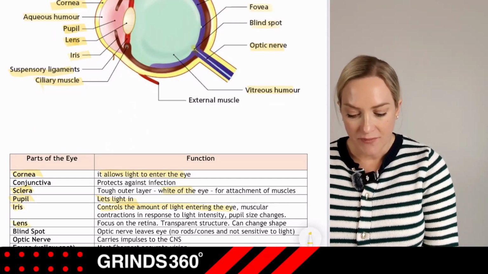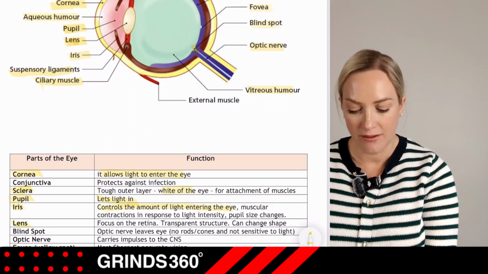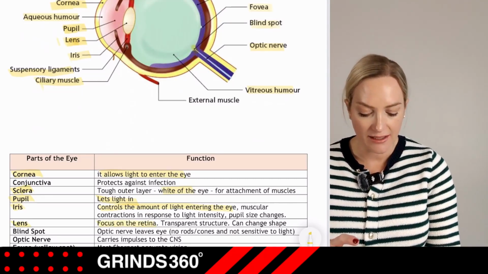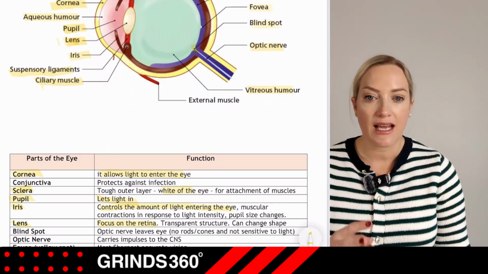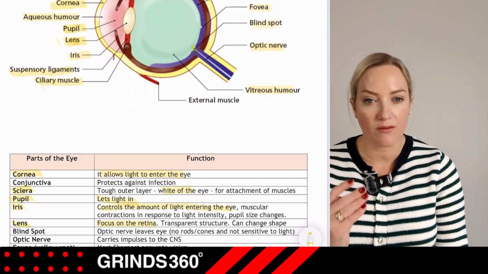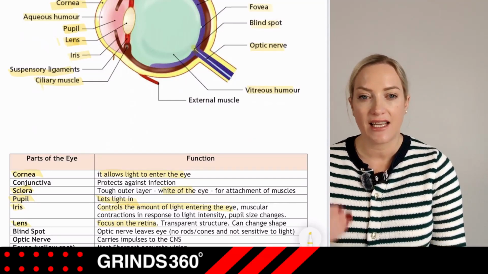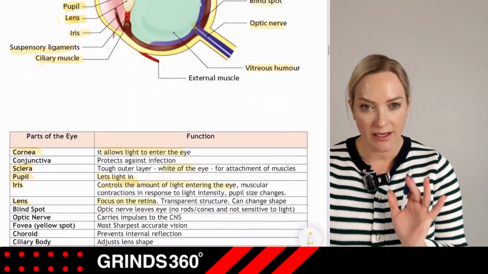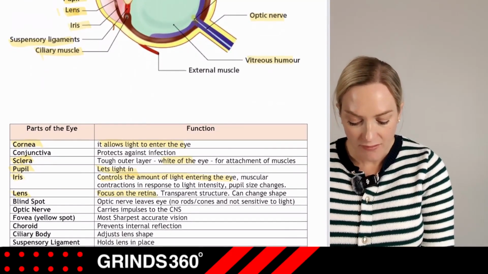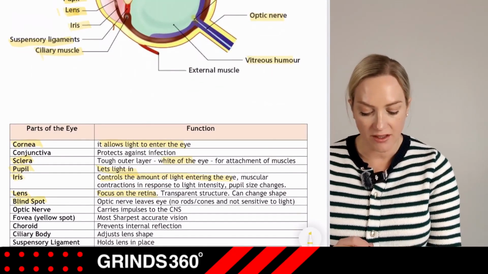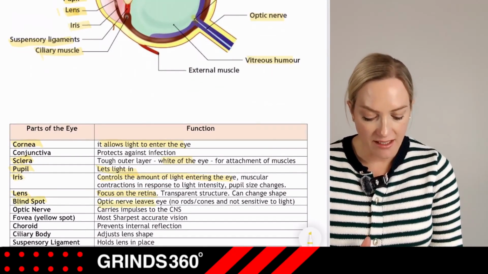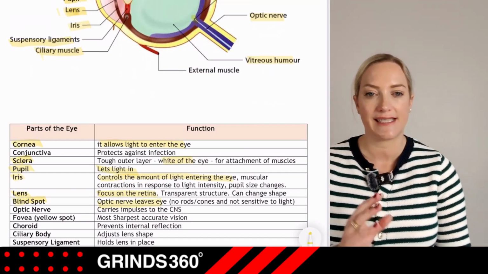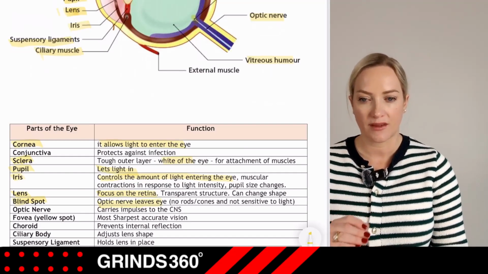Your lens. So here we have our lens up here. Your lens is going to focus on the retina. It's transparent and it can change shape, but the function of the lens is to focus on the retina. Now you have your blind spot, which I mentioned before. Your blind spot is where the optic nerve leaves the eye. So there are no rods and no cones, so it's not sensitive to light.